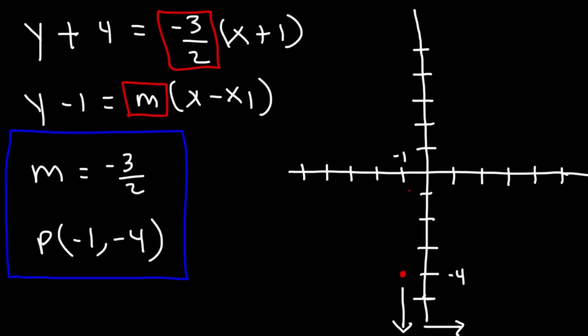So if we go up 3 and over 2, we should be at this point. And this point is at negative 3, comma, negative 1. Now at this point, we can go ahead and draw a line between these 2 points. So that's a rough sketch of the graph that corresponds to this linear equation.